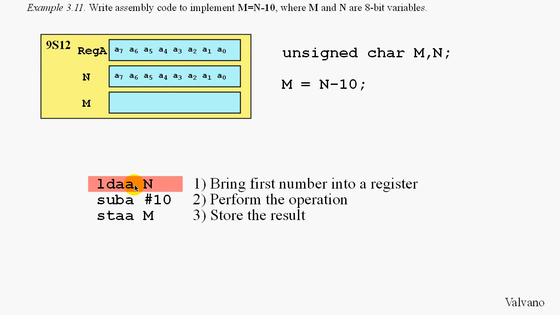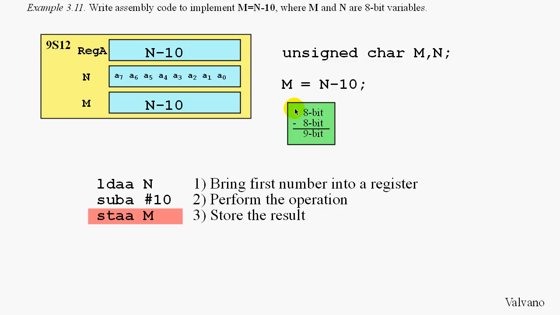When we execute the load A instruction, the 8-bit contents of memory location n are copied into register A. To perform the subtraction, we'll use the subtraction instruction. Again, we've chosen register A because it's 8 bits wide. The pound means immediate, so the number 10 will be subtracted from the accumulator. So after the sub A instruction, register A will contain the value of n minus 10. And the last step is to store the result into memory location m. And now, m is equal to n minus 10, and we're done.